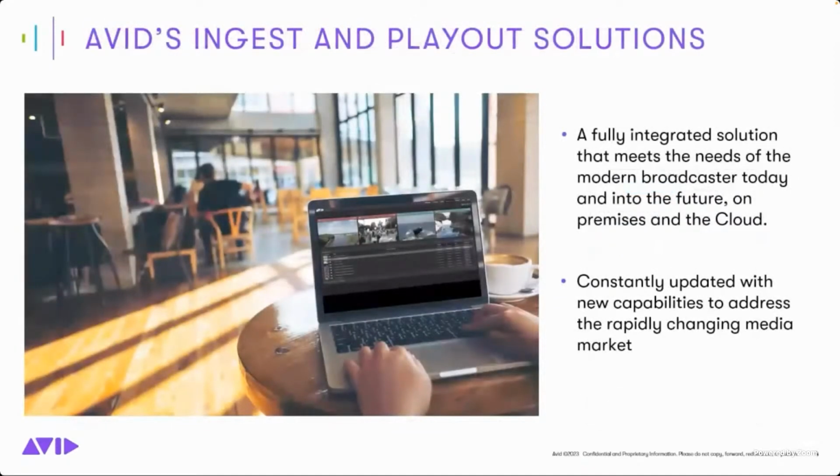So let's get started. A little bit about Avid's ingest and playout solutions. Avid's ingest and playout solutions are fully integrated to meet the needs of the modern broadcaster today and in the future, on premises and in the cloud.